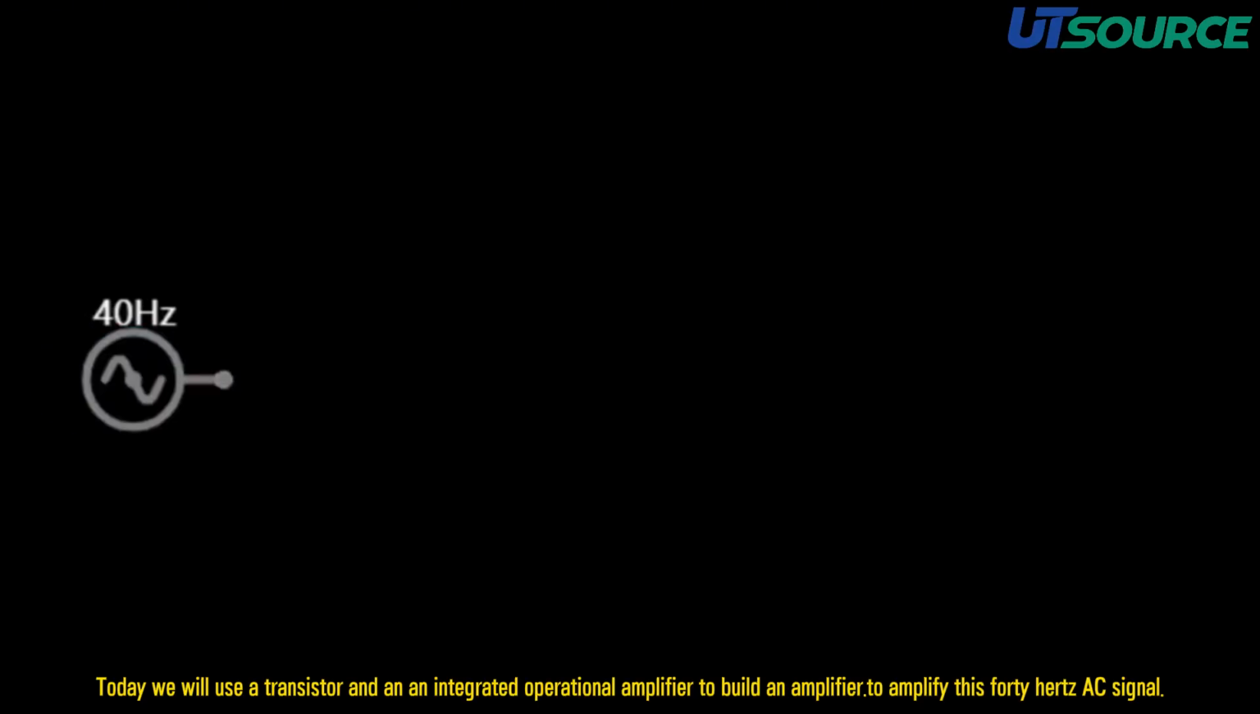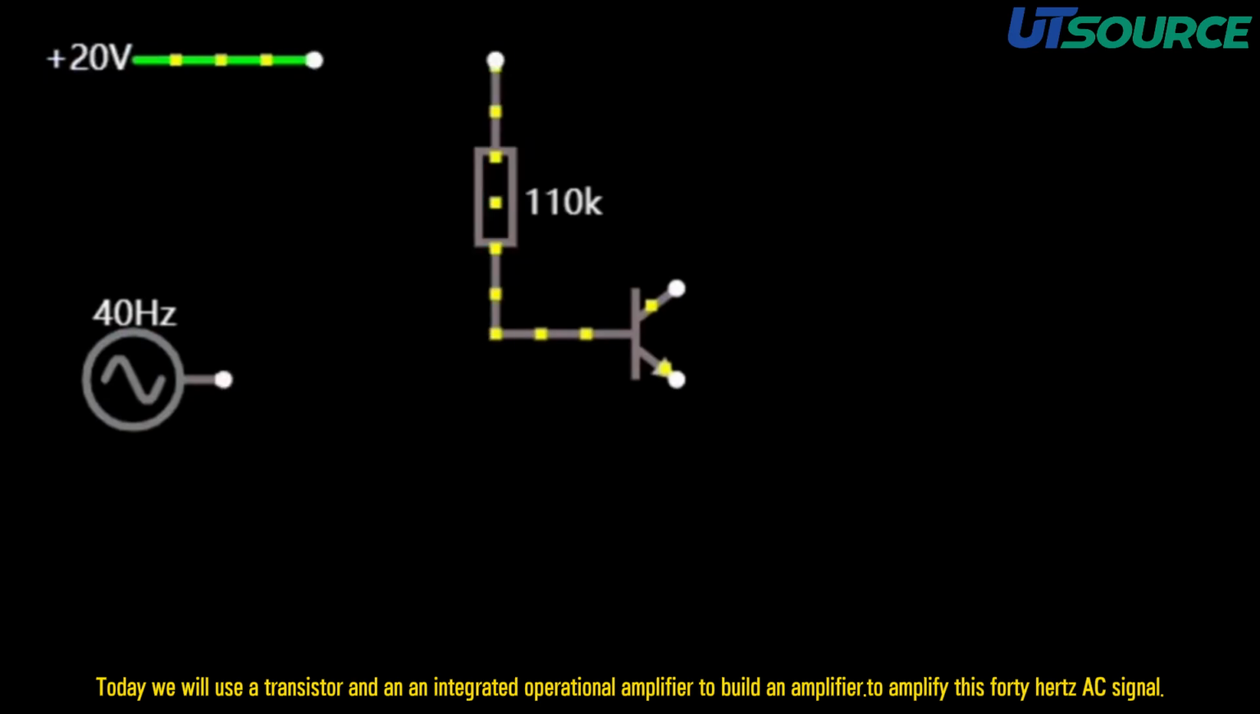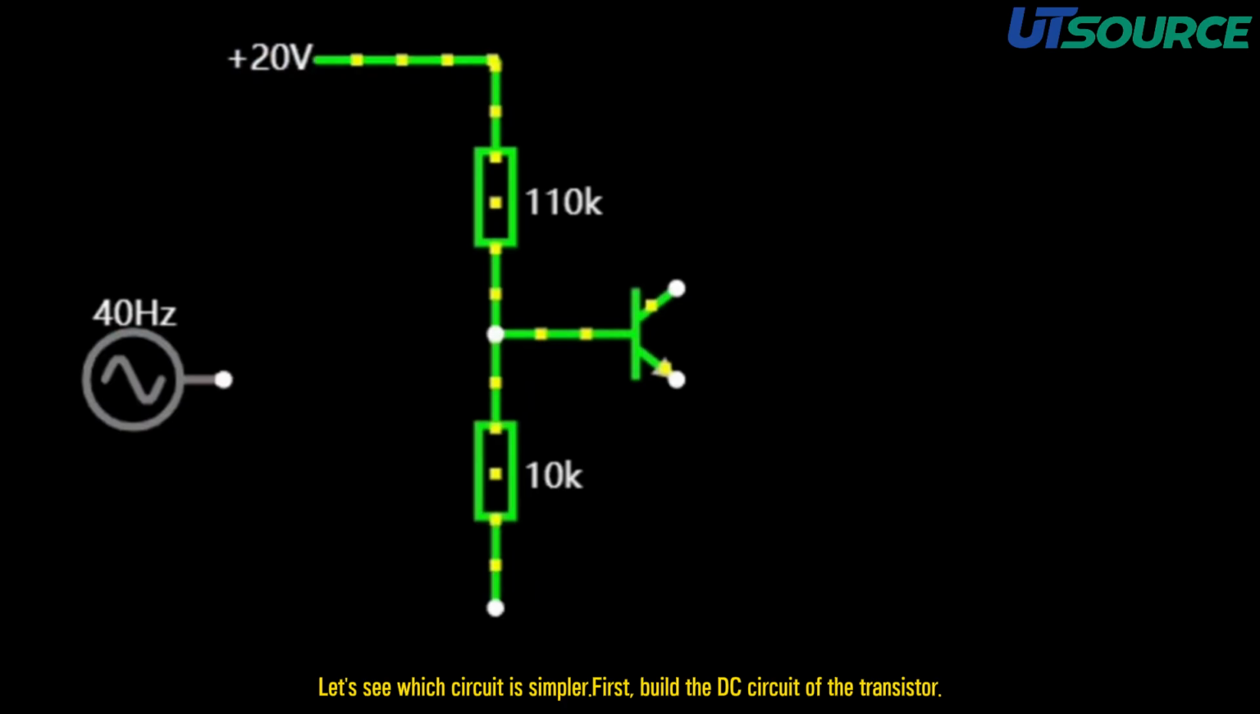Today we will use a transistor and an integrated operational amplifier to build an amplifier to amplify this 40 Hz AC signal. Let's see which circuit is simpler. First, build the DC circuit of the transistor.